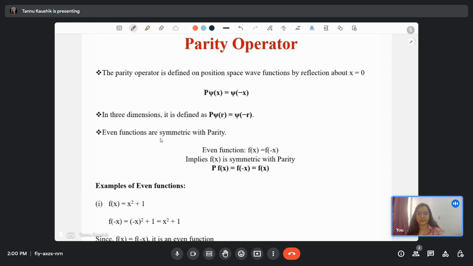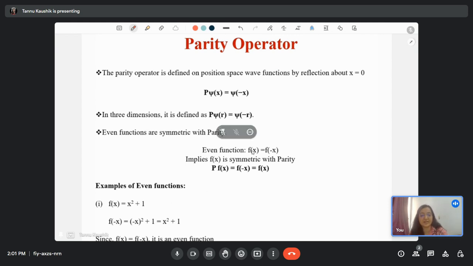In three dimensions, it is defined as P psi(r) is equal to psi(minus r), where we are showing it in the three coordinates x, y, z, or other polar coordinates, etc.